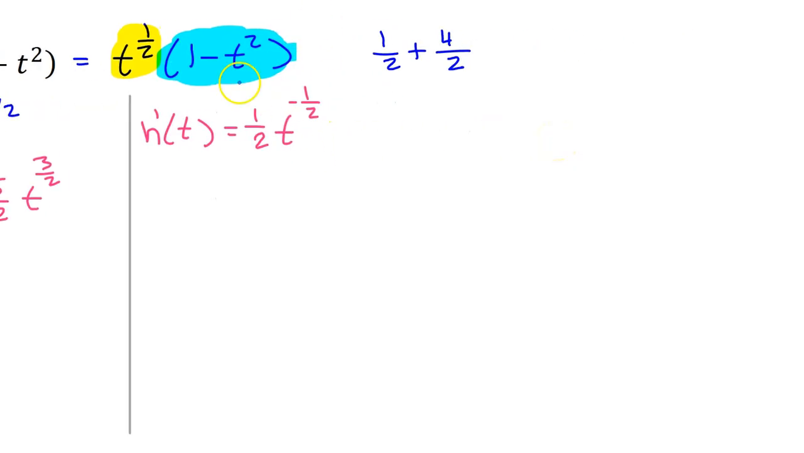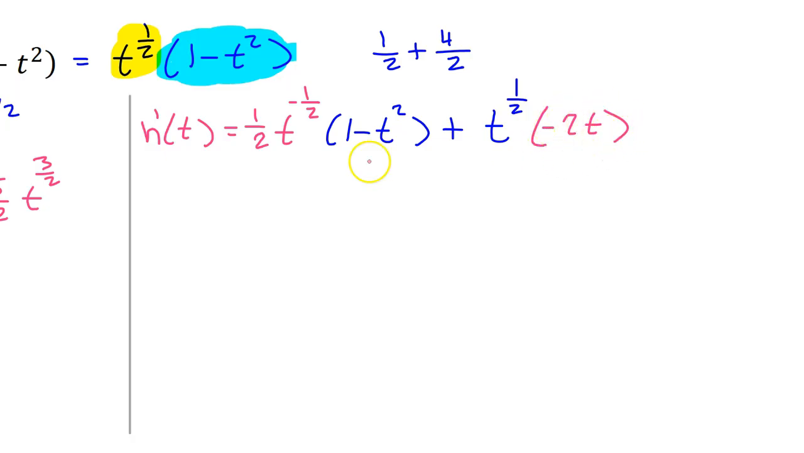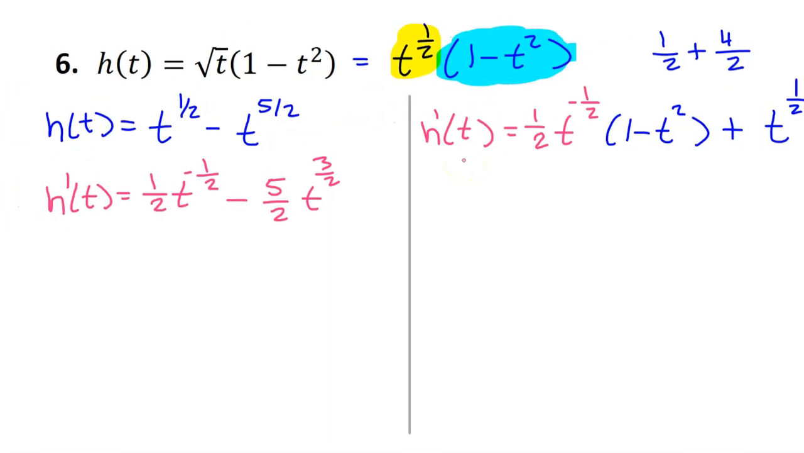The first time through, we leave the second factor unchanged. So that would be 1 minus t squared, and then we put a plus. The second time through, we leave the first factor alone. So we leave our t to the 1/2 power, and we multiply by the derivative of the second factor. The derivative of 1 is 0. So moving on to the negative t squared. Do not leave out the negative. The power rule tells us to move this 2 kind of to the front. So we have negative 2t. So this is another full credit answer.